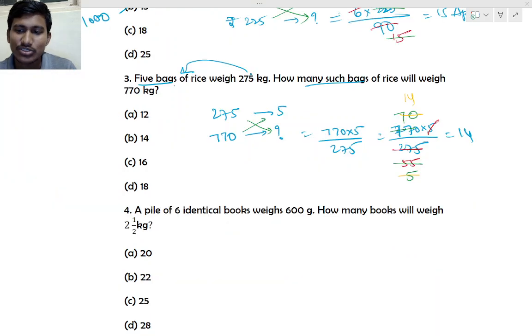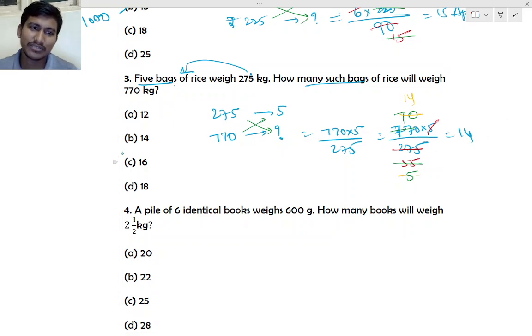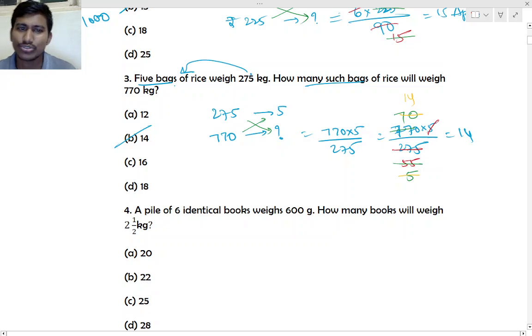Sir, next one. So see here, third question is very easy. We already did that. The answer will be 14 bags. Option B. The same way we have to do. Next is the fourth question. I will explain how to do it.